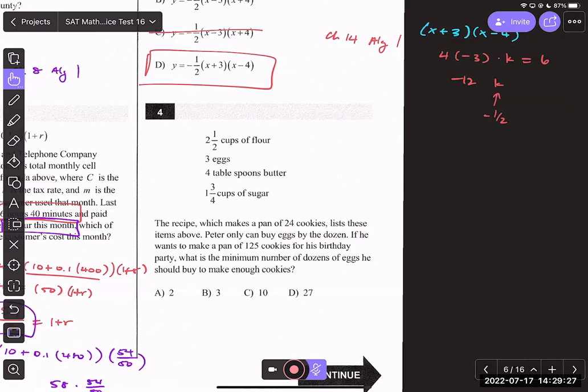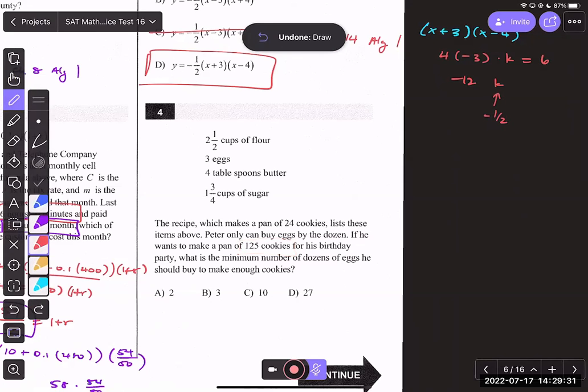So first off, in order to make 125 cookies, Peter needs to make 6 batches, right? Because 5 batches will be 120 cookies, right? So he needs to make a little bit more than that. So he needs to make somewhere between 5 and 6 batches. We don't need to be exactly precise. We'll just have a general idea for now.